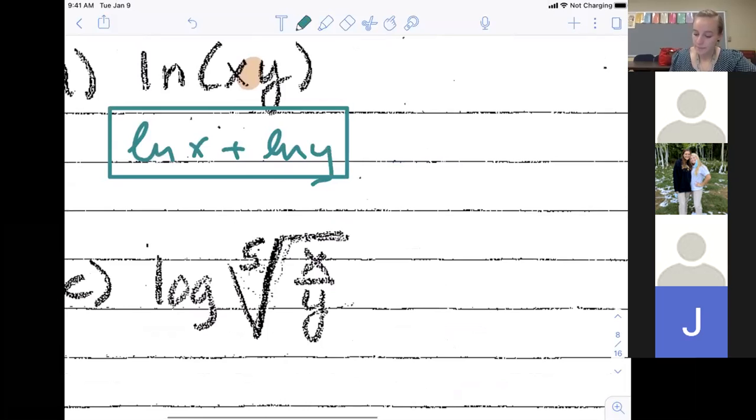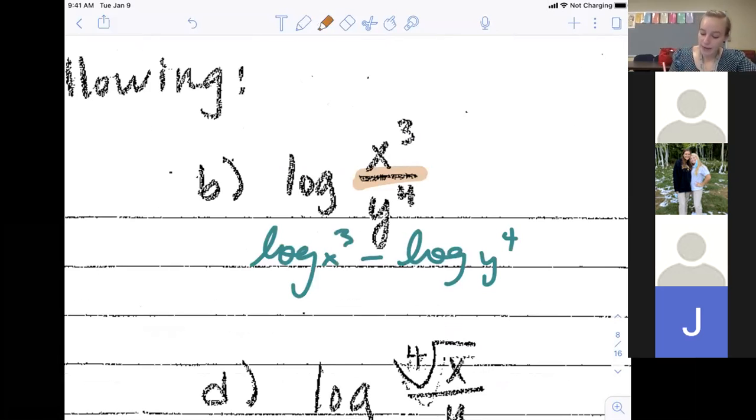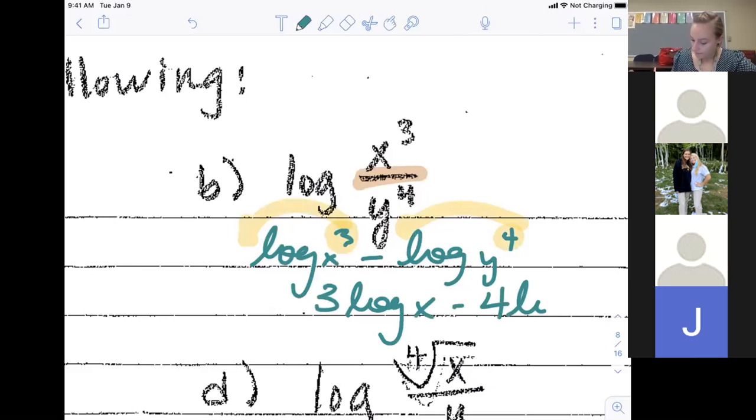I'm going to go to the next one. Since I have exponents, but I have them separated by this division sign, I'm going to do the division first, and then I'm going to do my exponents. So we go backwards. If it's division, that means that it's subtraction. So I'm going to do log of x to the 3rd minus log of y to the 4th. And then now I'm going to deal with my exponents. Remember last time my coefficients became exponents, so my exponents become coefficients. So I've got 3 log of x minus 4 log of y.